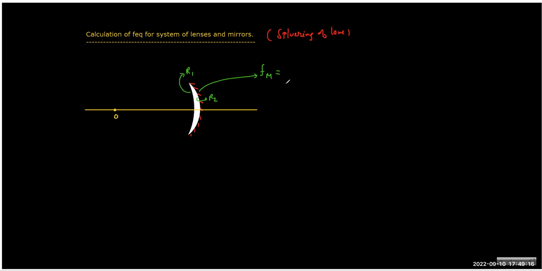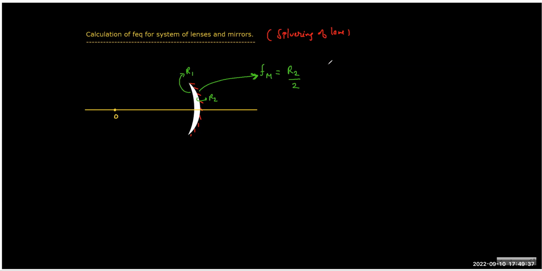Focal length of mirror will be, tell me guys. For mirror, the focal length is fixed now. For mirror, the focal length is how much? R by 2, right? So by this 2 becomes R2 by 2. Is this clear? Yes.